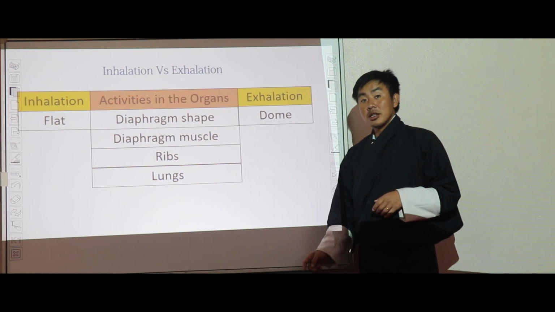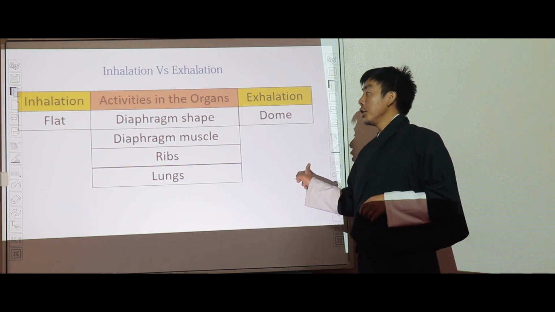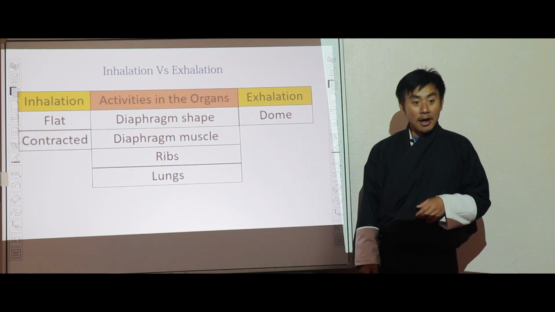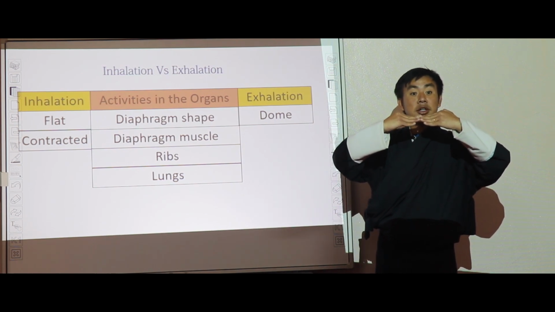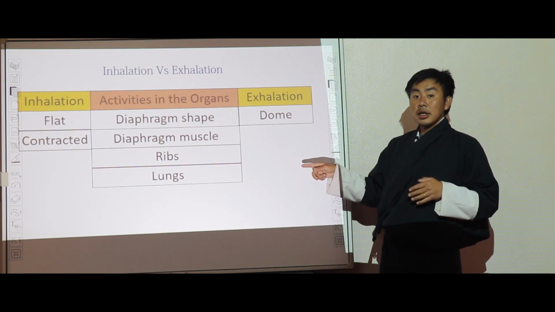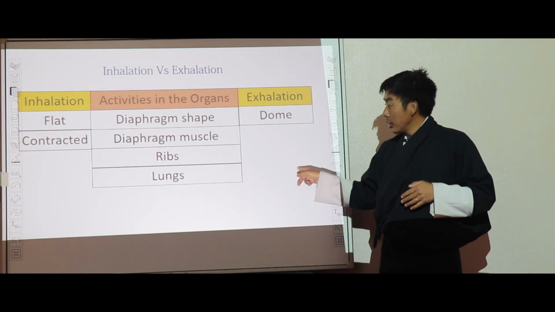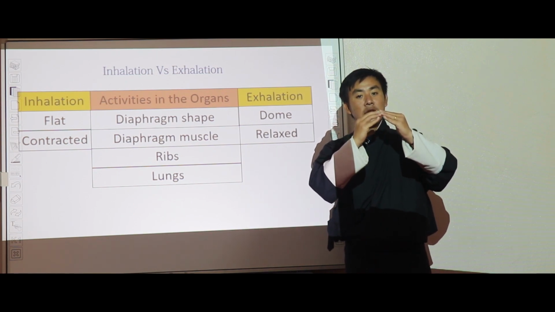Now let's talk about diaphragm muscle. So the muscle of the diaphragm during inhalation contracts. It contracts, becomes small. Whereas during exhalation, the muscle of the diaphragm gets relaxed. It comes back to its normal position.